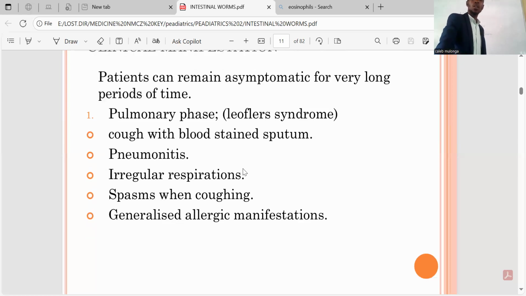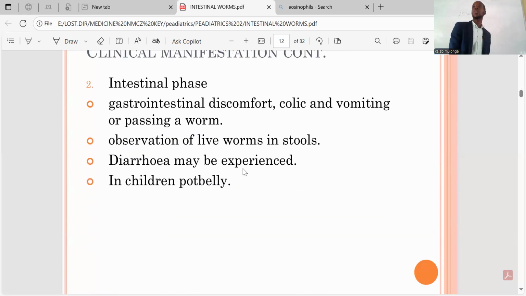Are we clear on those signs and symptoms that affect the respiratory system? Tika, are we clear?